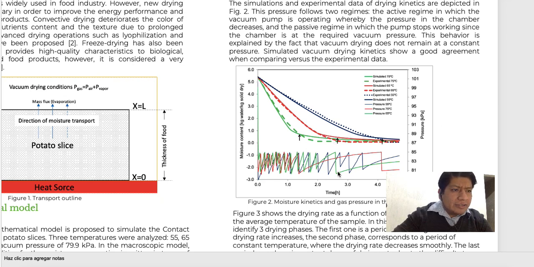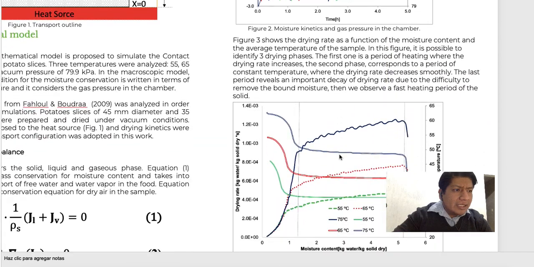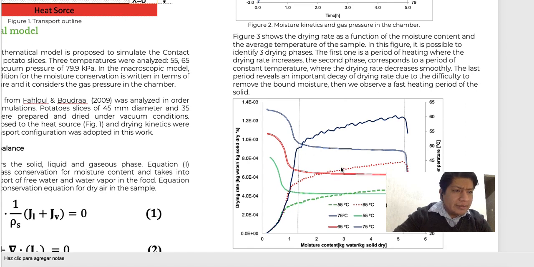We observe three periods of drying, with a short heating period. The drying rate increased, and after that a period of constant temperature was identified, where the drying rate decreased smoothly. Finally, in the last period, an abrupt decrease of the drying rate is displayed.